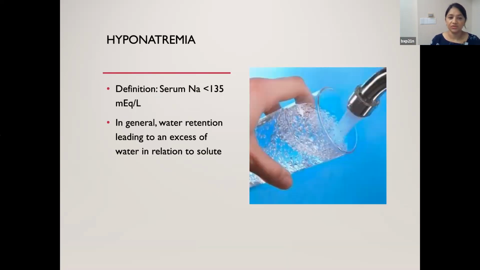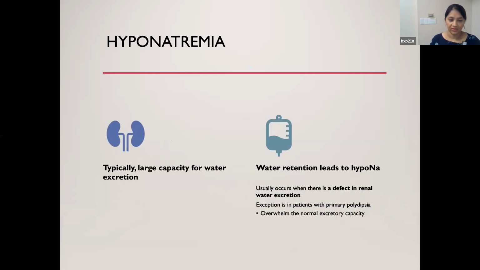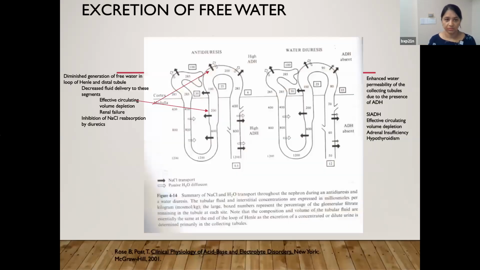So hyponatremia, when sodium is less than 135, then you call it hyponatremia. It is because of excess water retention. And typically kidney will excrete as much, like you drink a lot, you pee a lot, and you don't drink, then kidney will conserve. So if your kidneys are not doing their job, or you chug almost 10 liters of water at a time, then kidneys are overwhelmed.